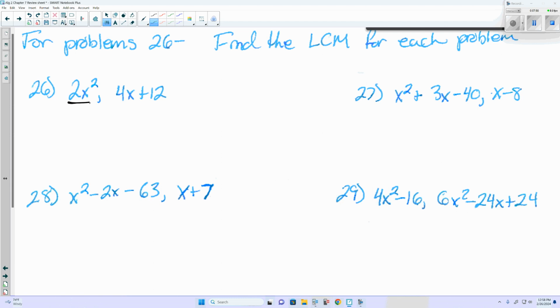2x squared is as simplified as it gets. There is no factoring it because there's only one term. 4x plus 12: our greatest common factor is 4. And if we factor it out, we get 4 times x plus 3. So we took out the greatest common factor. There's no more squares. That's as factored as it gets. Which means we can now look for the least common multiple.